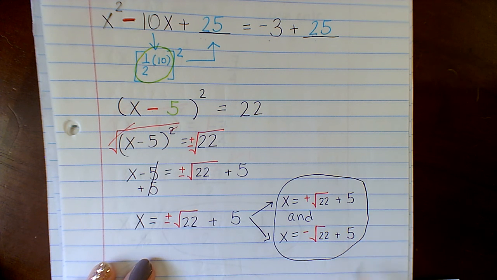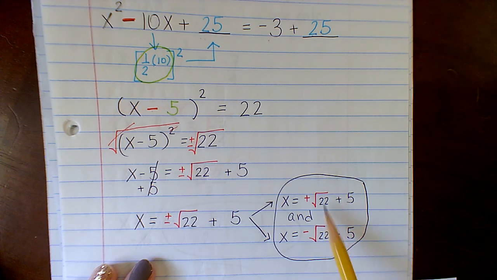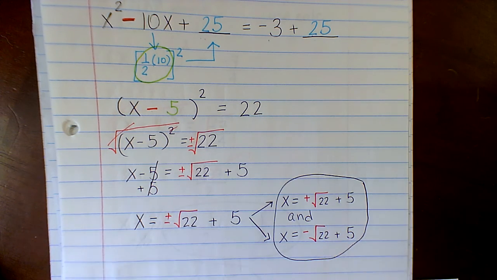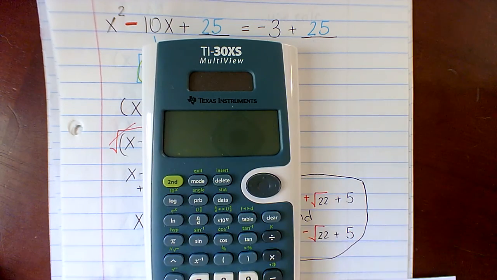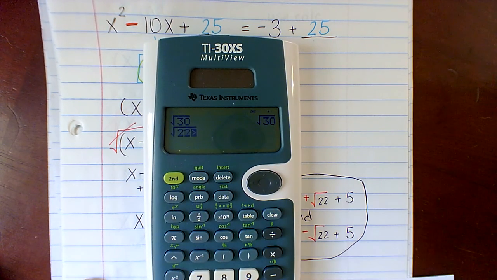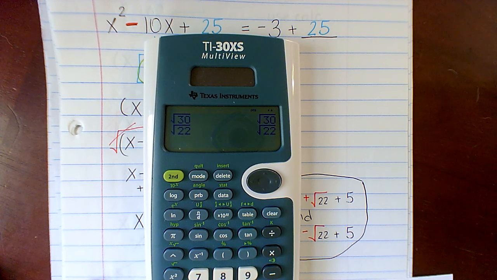This doesn't look very nice, but it's correct. So that's why I wanted to do something like this so that you can see that, hey, your answers may not always turn out really pretty. They might be kind of messy. Now, if you're wondering, does root 22 simplify? You can always grab your calculator out and do square root of 22. If it kicks the same answer back to you, then it doesn't simplify any further.